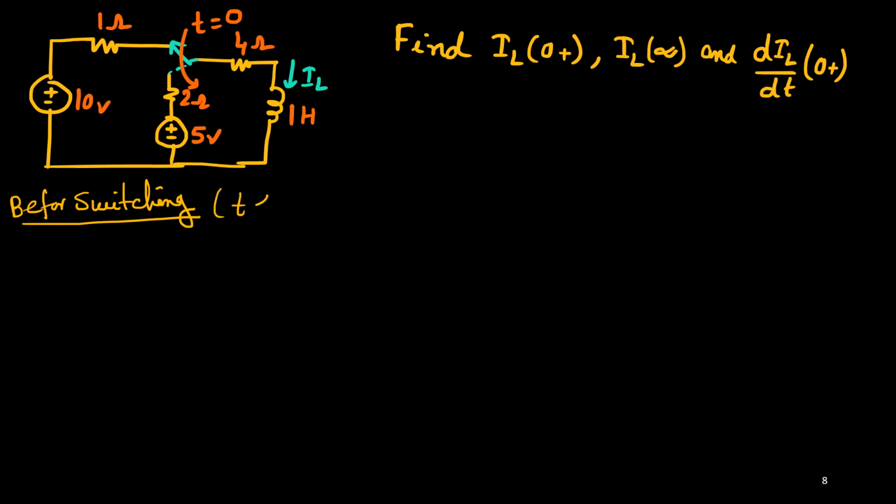The t is less than 0 because the switch is replaced from A to B at t equal to 0. So when t is negative, at that time the switch was at point A. So at that time, what was the circuit? We will draw the circuit. I can remove this one because this circuit element is disconnected. We'll just consider this circuit. Okay, we'll draw that one.